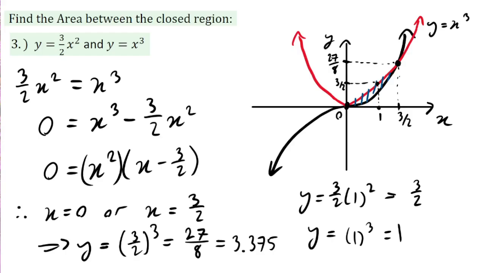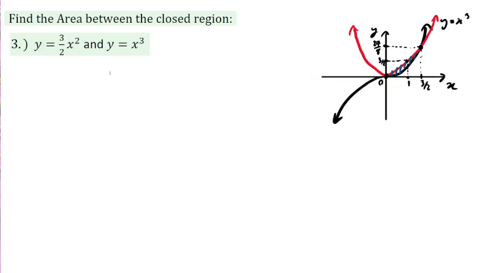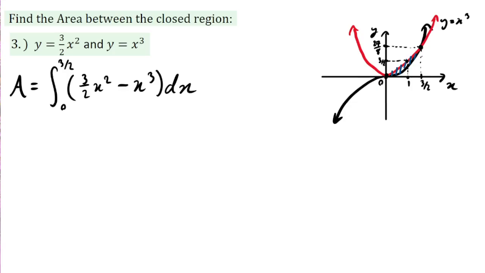So let's neaten everything up and solve the question. Now we need to create the area of the region. So the area is equal to the integral from 0 to 3 over 2, because that's where the closed region is. And it's of the functions, and which one is higher? Remember, we said the red is higher than the black one, and the red one is 3 over 2 x squared. We're going to subtract x cubed, which is lower, with respect to x. From here, we can just integrate.